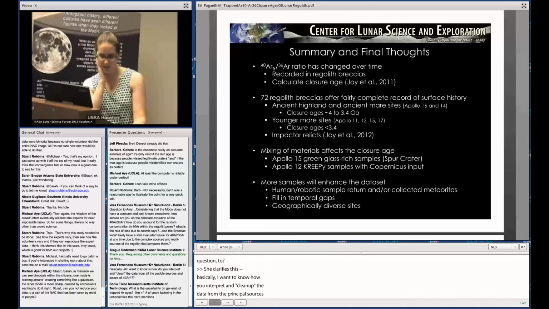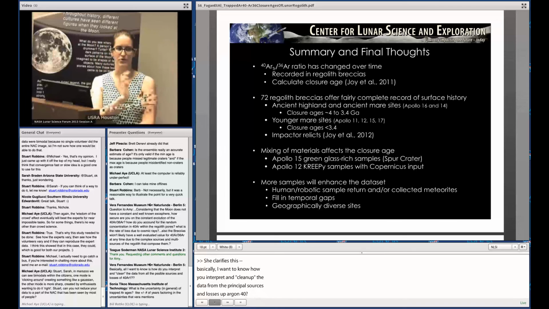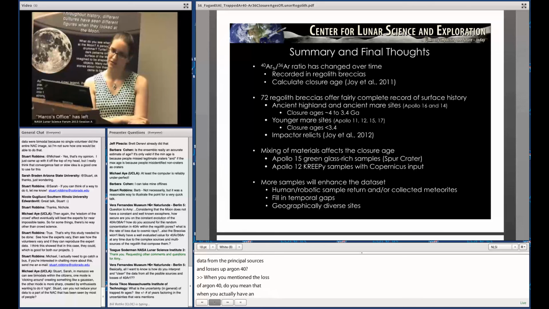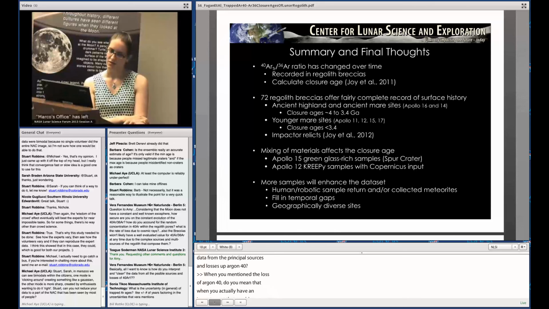So when you mentioned the loss of argon-40, do you mean when you actually have an impact event that will form the regolith breccia and bring it up to the surface? Or, oh wait, she has another question.